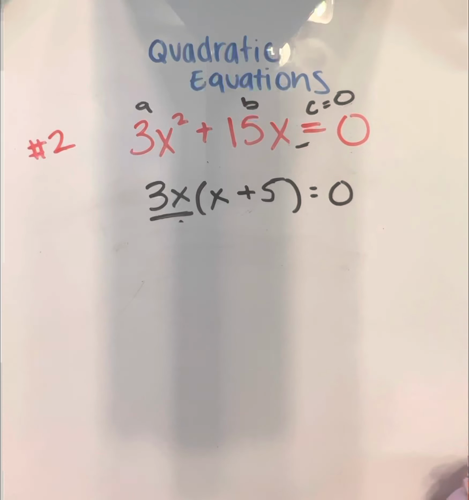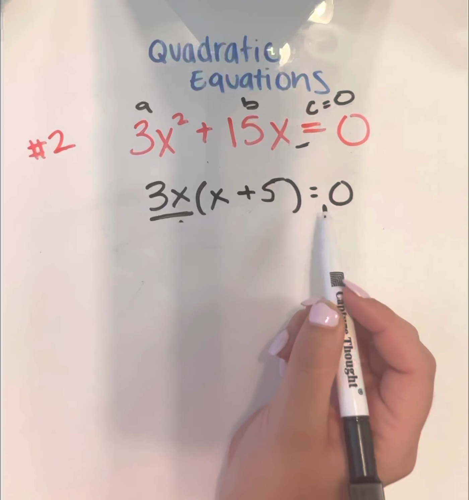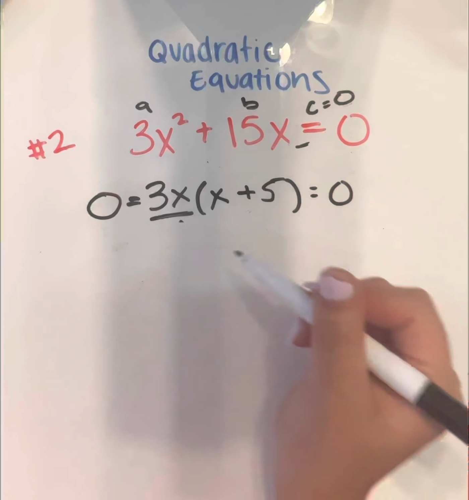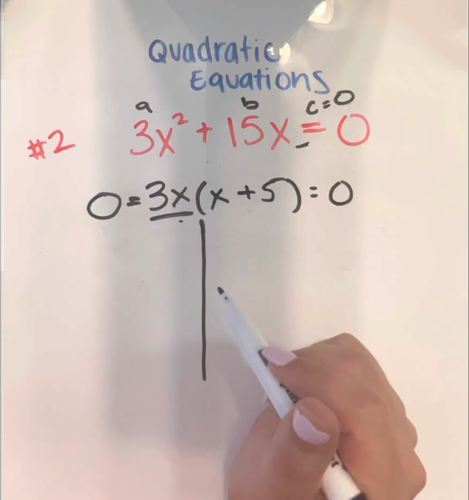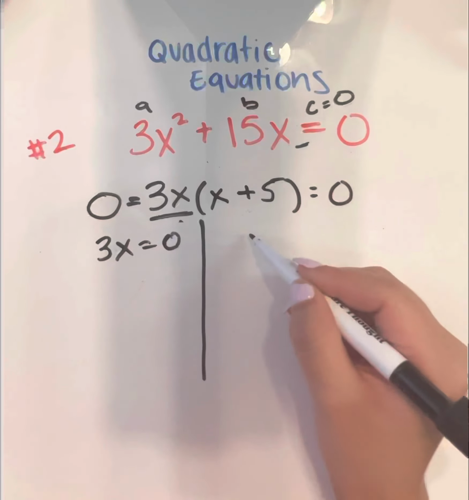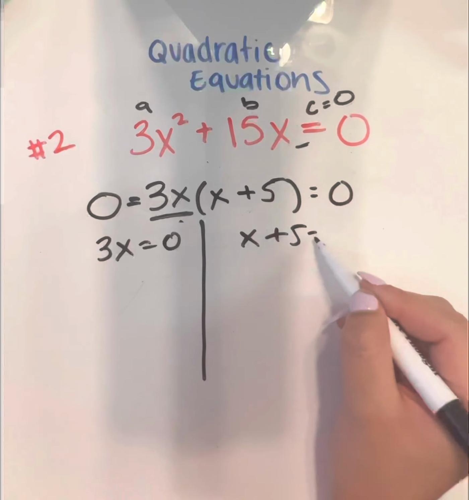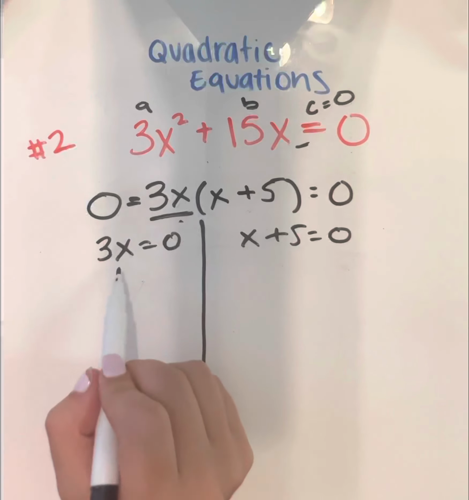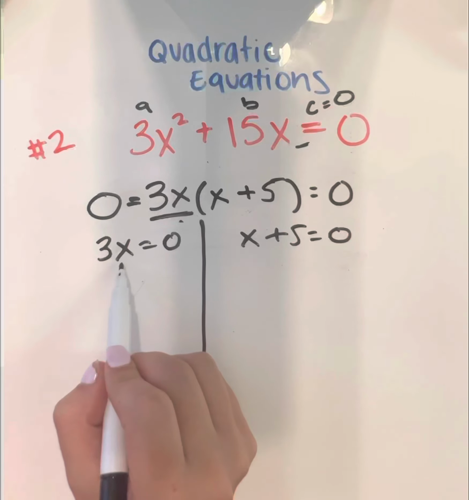And the next step is to set both terms equal to 0. We've got to set all of this equal to 0. I'm going to go ahead and separate it so I don't get myself confused, and I'm going to rewrite it as 3x is equal to 0, x plus 5 is equal to 0. Now I'm going to go ahead and solve for x. We want these all by itself. We want to isolate that x.